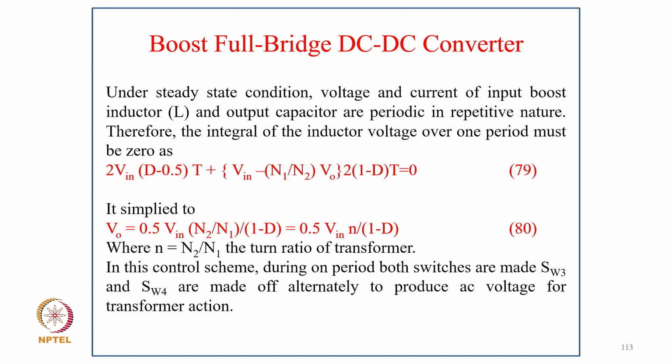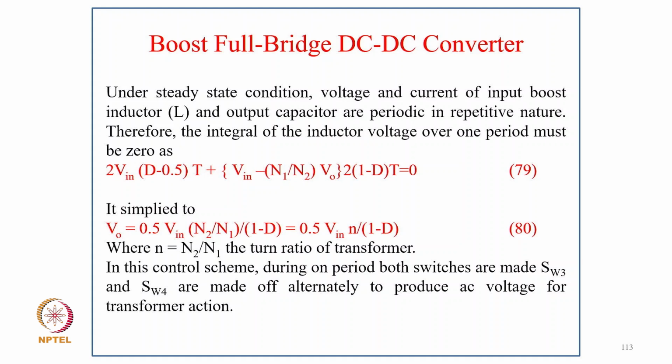Coming now to the analysis of this boost bridge DC-DC converter under steady state condition, voltage and current of the input inductor and output capacitor are periodic in nature. Therefore, the integral of the inductor voltage over one period must be 0. So 2 Vin in bracket D minus 0.5 T plus Vin minus N1 upon N2 V0 into 2 into 1 minus D equal to 0. So it simplifies to V0 equal to 0.5 Vin N2 upon N1 divided by 1 minus D, that is 0.5 Vin N upon 1 minus D, where N equal to N2 upon N1, the turns ratio of the transformer in this control scheme.